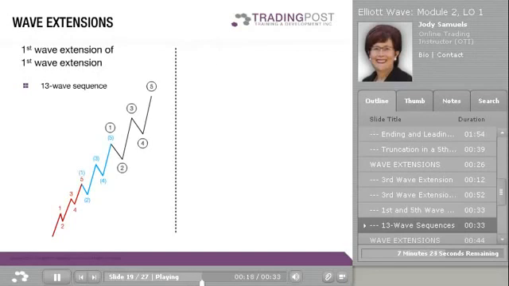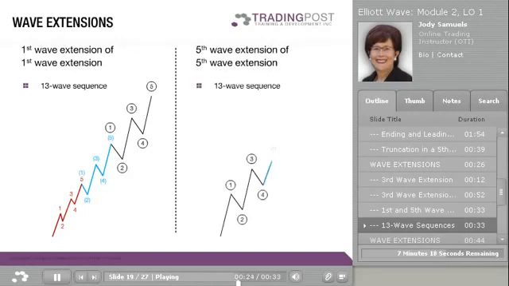The second example is a fifth wave extension of a fifth wave extension. Wave 5 seems to go on and on. It is important to understand extensions so as not to call the end of a 5-wave sequence prematurely.